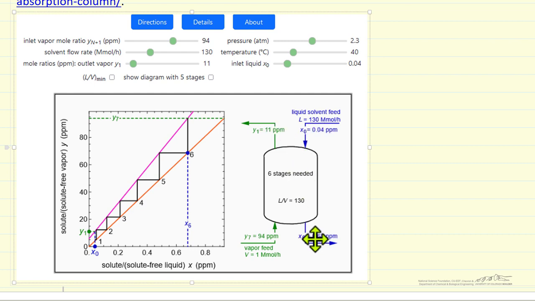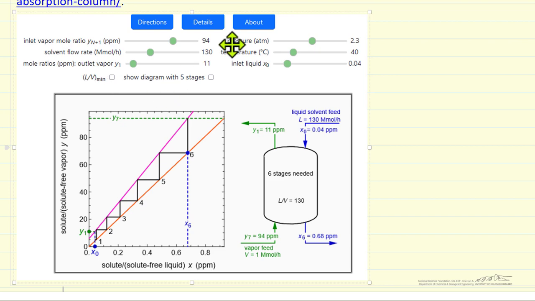And the simulation allows us to change the pressure, change the temperature, change the inlet concentration of the solute, the inlet vapor mole ratio down here, and the solvent flow rate can also be changed, and then the desired molar flow rate leaving, how much we want to decrease the parts per million of the solute. And then this simulation also has an example with 5 stages that shows a little more detail, and we can look at what's the minimum liquid flow rate that we need. So L over V, the minimum value, in order to affect the separation.